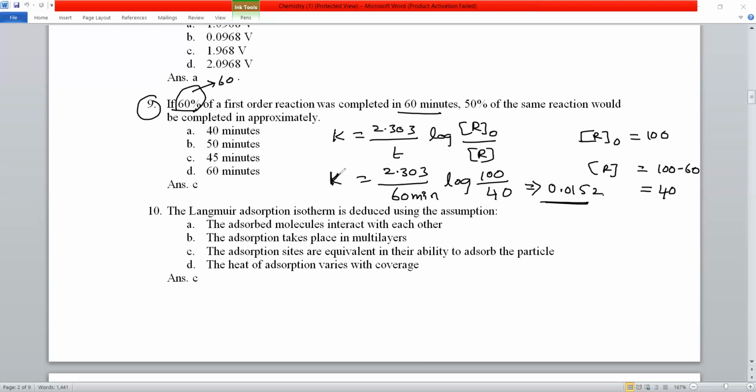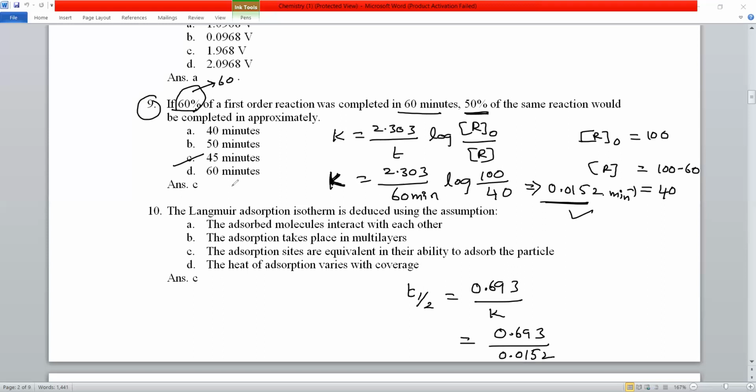Throughout the reaction the rate constant does not change, right? So we can find the time at 50% also. T 50% means T half. T half equals 0.693 divided by K. The K value in this reaction is 0.015, and on simplification we'll get 45 minutes. This K value is minute inverse, so we'll get the time in minutes: 45 minutes.